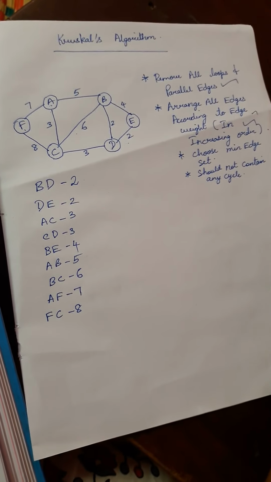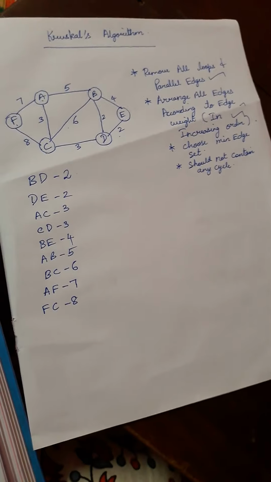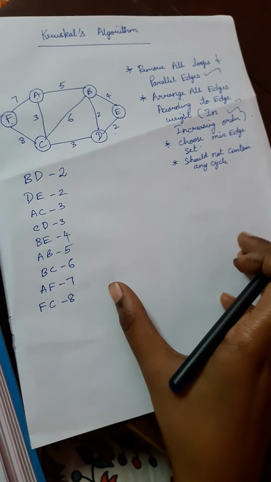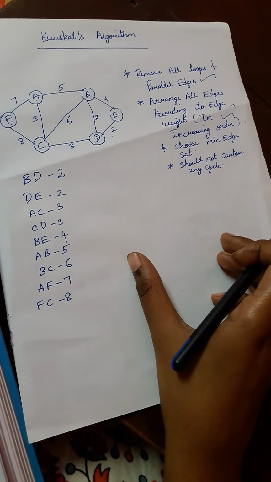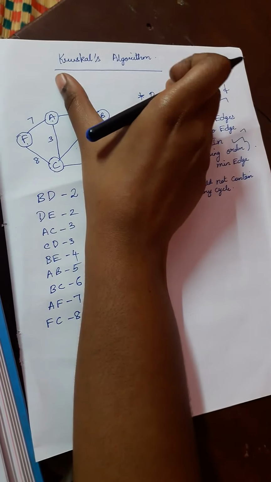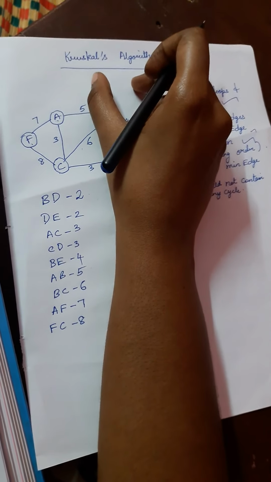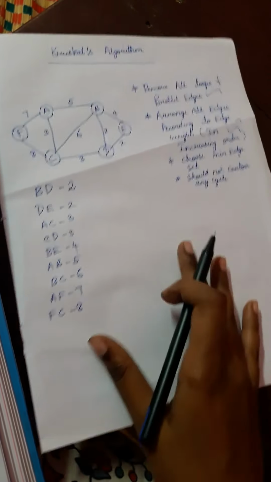So now I have to choose the minimum edge set, and you always need to remember that it should not contain any cycle. So while you are drawing this diagram, we are going to find the minimum spanning tree using Kruskal's algorithm. Okay, so I am going to draw the graph, that is the spanning tree for this algorithm. So we will start it.